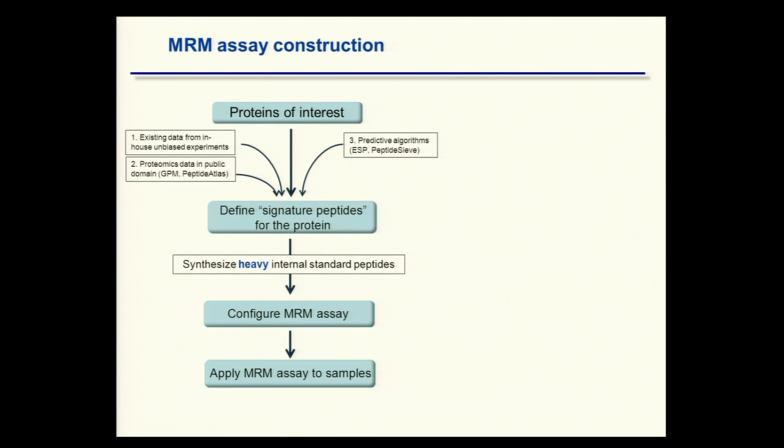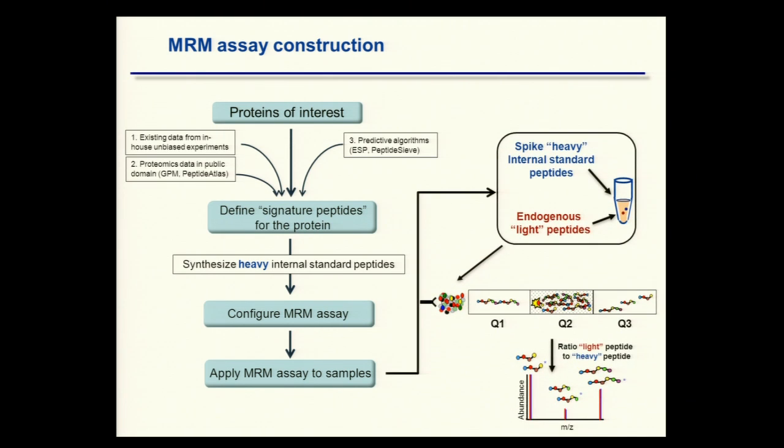So how do we construct MRM assays? This flowchart shows the process step by step, and I'll go over them one by one. So first, we start with the protein of interest and define the signature peptides that are going to act as surrogates for quantitating these proteins. And then we synthesize the heavy labeled internal standards for these peptides, configure MRM assays, and apply them to the samples to measure. When we apply it to the samples, we spike the heavy labeled internal standard peptides into the sample, which already has the endogenous light peptides. And then both of them together in one sample are sprayed into the mass spectrometer, and we detect light and heavy pairs and then use the ratio to do the quantitation.